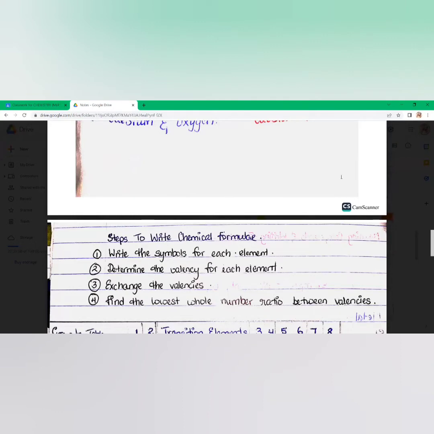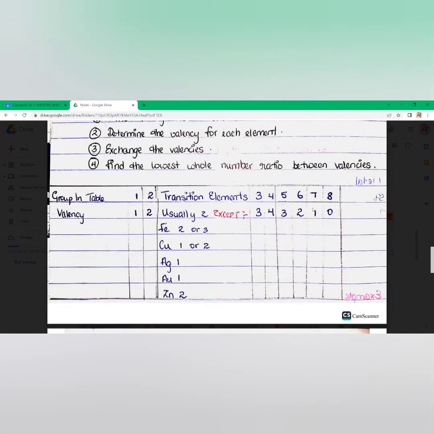I'm going to be showing you everything step by step for you all to actually see how it's done, right? We are going to determine the valency for each of the elements. Valency deals with the amount of electrons that they could gain, lose, or share for bonding to take place. And then we find the lowest whole number ratio because we want the simplest ratio between the valencies. So this table actually will tell us if your element belongs in a certain grouping, what valency they're going to have.